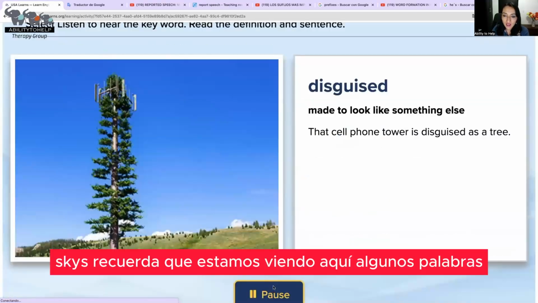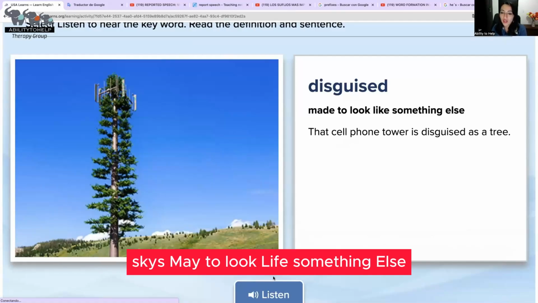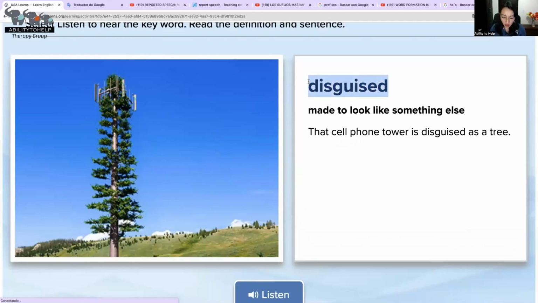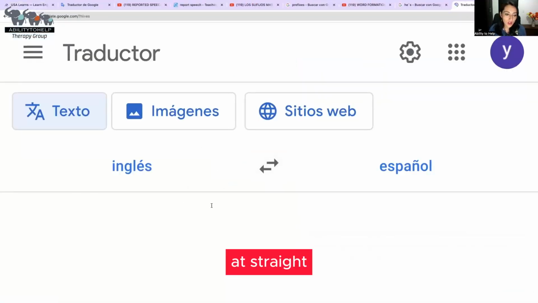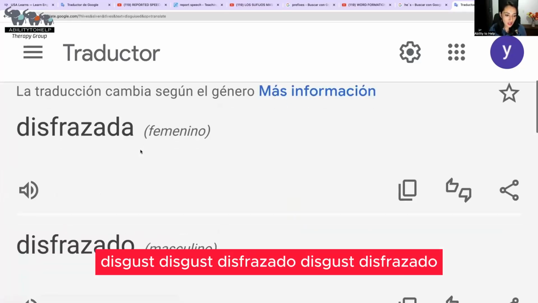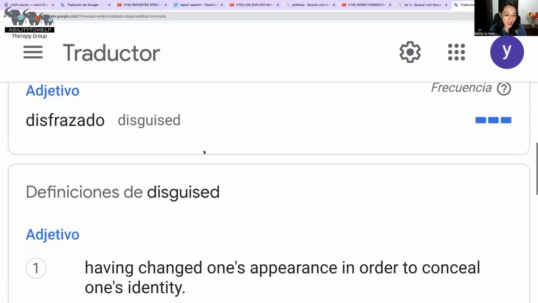Disguised. Recuerda que estamos viendo aquí algunas palabras que son prefijos. Disguised. Made to look like something else. That cell phone tower is disguised as a tree. If you don't understand the meaning, you could look for it in a translator. So let's write it. Disguised. Disfrazado.